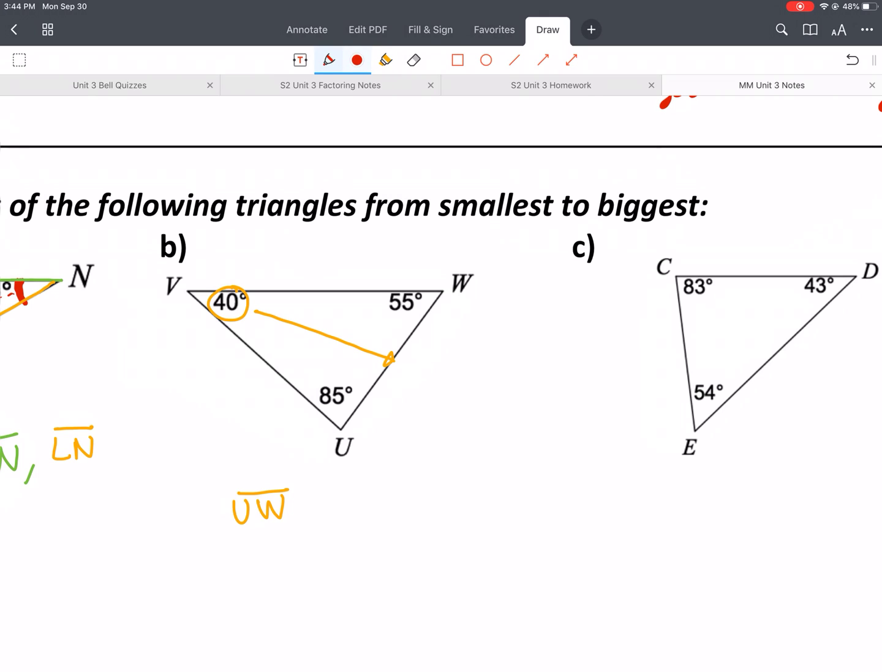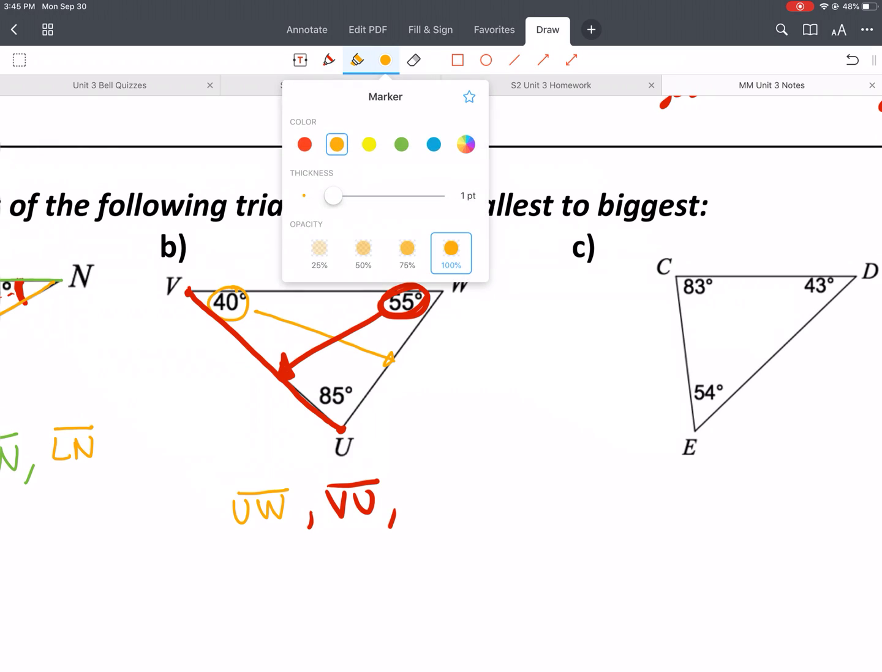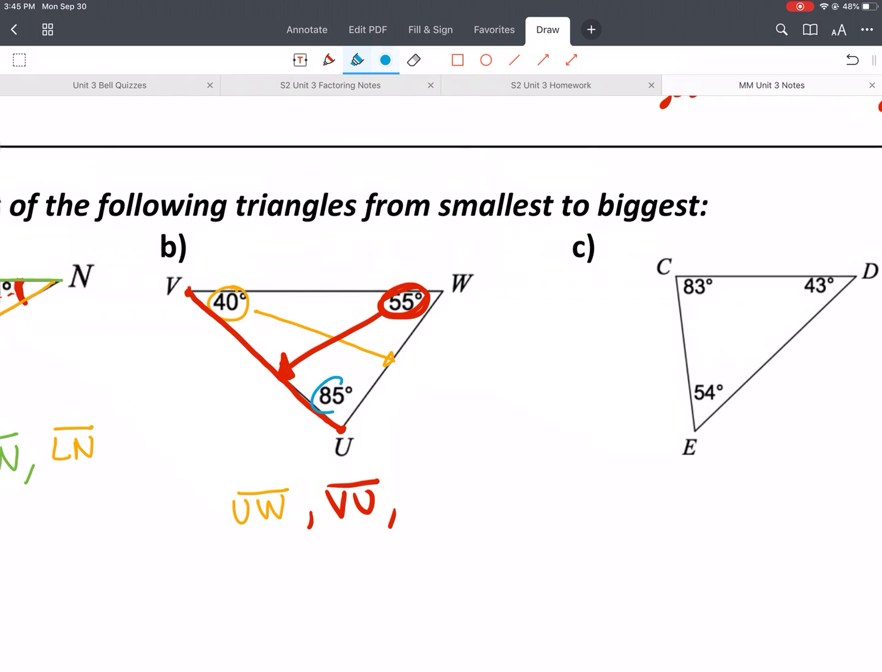Next, our next largest would be 55, so the medium length would be LU. This is just the way we write a line segment, part of a line. It would go from V to U, or you could do it U to V, either way. And then the largest angle, which would be 85, would go across, and this would be the largest length. So we'd have VW.